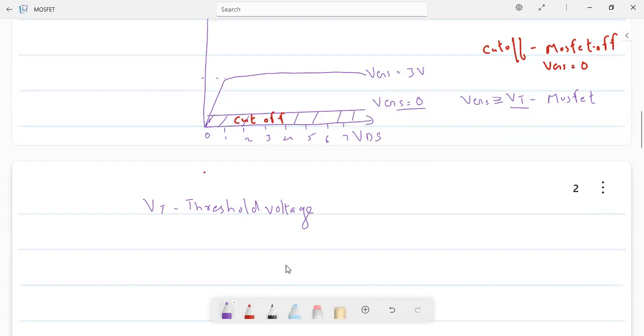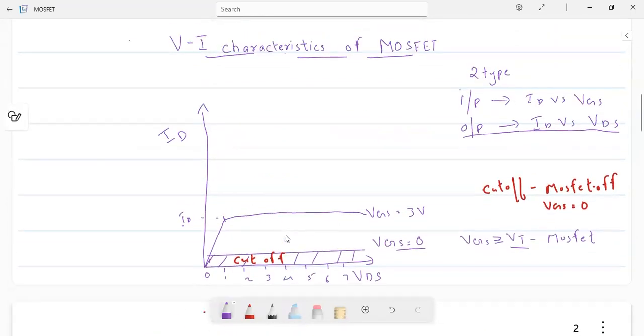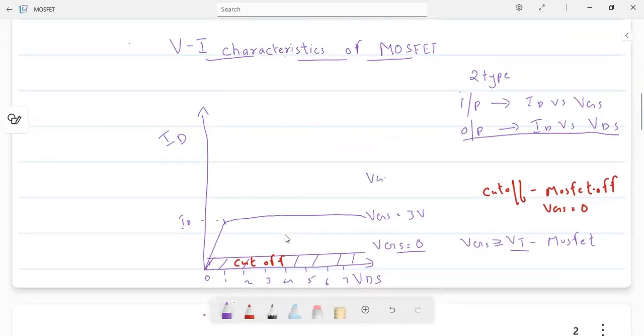So here we can see after some point, the ID current has become constant. Up to that point, it was still increasing. Suppose you are fixing the VGS voltage to some 6 volt or 5 volt. Same thing will happen. Starting, the current will increase, and after some point, it will be constant. Still, you are increasing VGS to some 7 volt. Again, same thing. The ID current will increase, and after some point, it is constant.